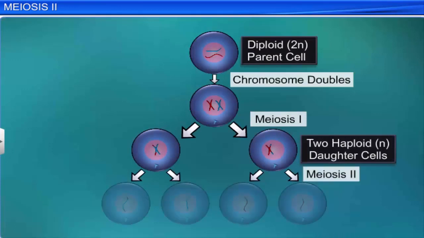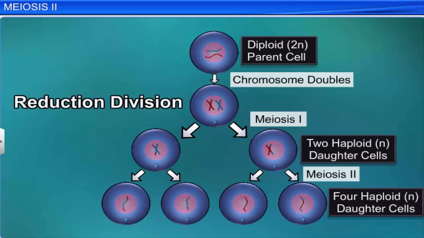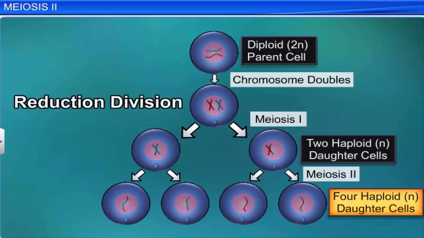Meiosis plays a vital role in sexually reproducing organisms. The process takes place only in reproductive cells or germ cells and is also known as reduction division, as the number of chromosomes is reduced to exactly half in the daughter cells.